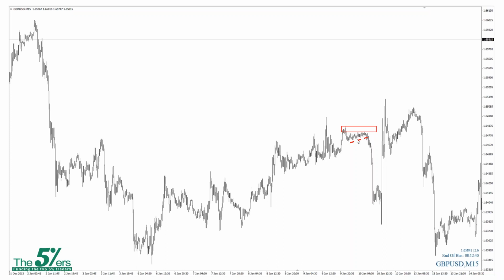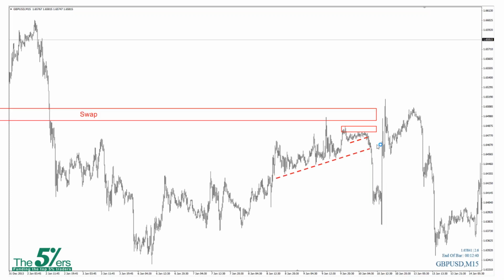Our take profit will be here, but we also have a bigger potential because the whole area here is already compressed as well. So it could be a good opportunity to go and take a short.